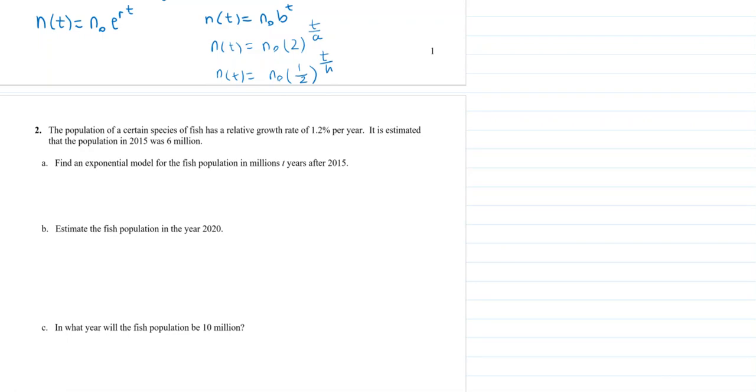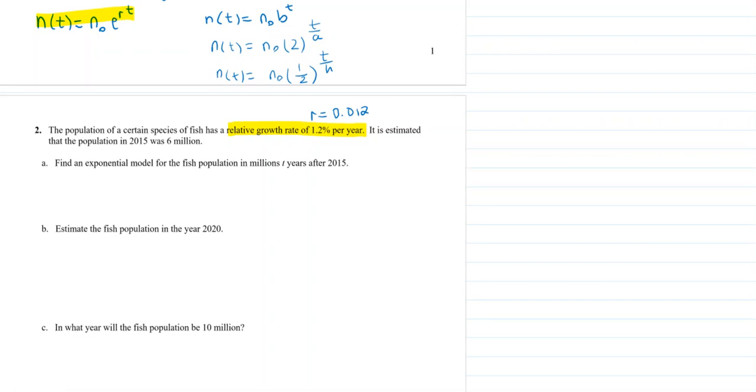So depending on the problem, you might have to use one of these formulas, and sometimes you have a choice of more than one. Next problem says the population of a certain species of fish has a relative growth rate of 1.2% per year. So that right there is telling me that I should use this version, and that r is equal to 0.012.